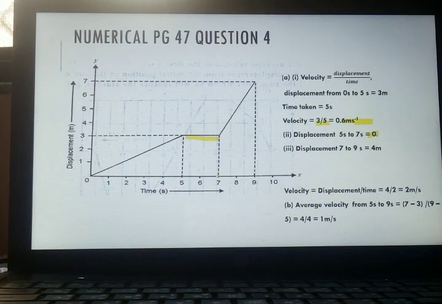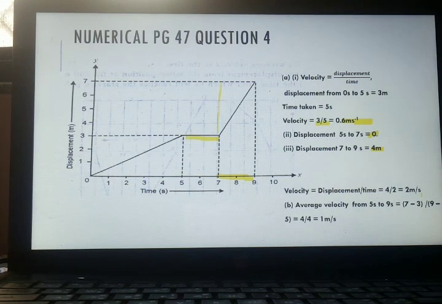Now from 7 second to 9 second. From 7 to 9, what is the time span? What is the distance travelled? 7 to 3 or 3 to 7. So we have to subtract both of them. 7 minus 3 is what? 4. 1, 2, 3, 4. So we will be taking 4 meter. We have to find out velocity now. Velocity is displacement, that is 4. Time span is 2 seconds. So 4 upon 2, that is 2 meter per second.